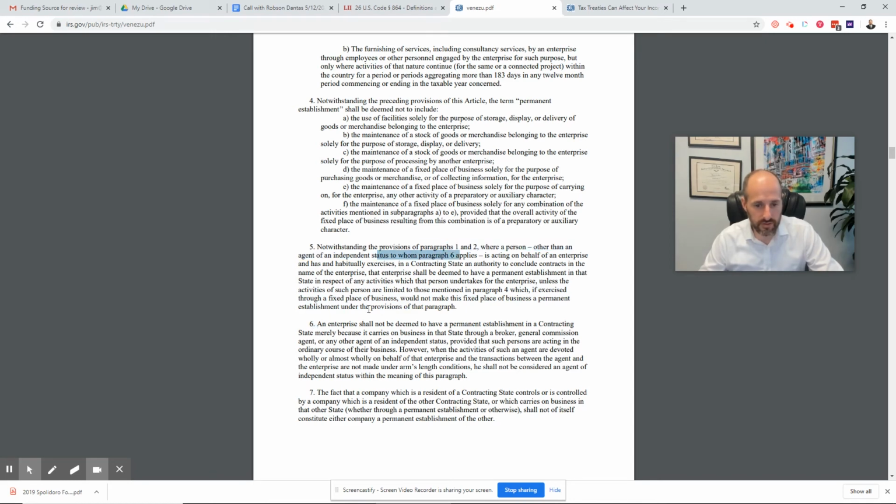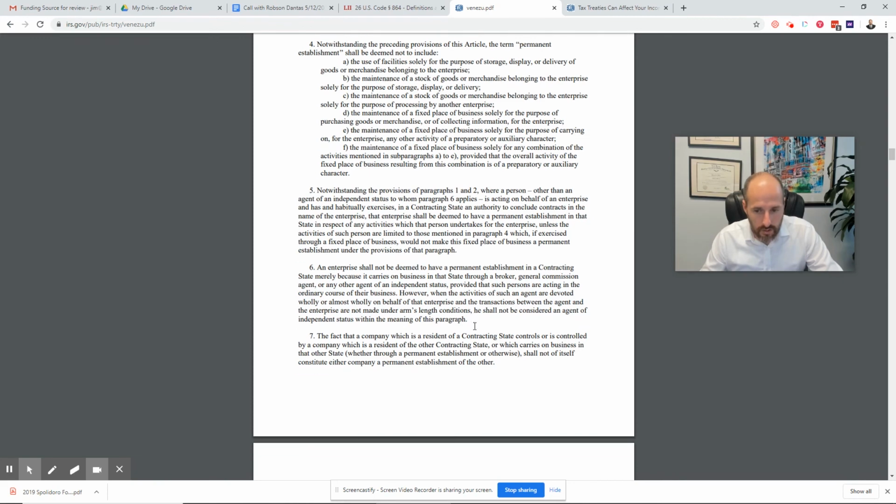Other than an agent to whom paragraph 6 applies. See paragraph 6. An enterprise shall not be deemed to have a permanent establishment in a contracting state merely because it carries on business through a broker, commission agent, or other independent agent, provided that such persons are acting in the ordinary course of their business. However, when the activities of such agent are devoted wholly or almost wholly on behalf of that enterprise, and the transactions between the agent and the enterprise are not made under arm's length conditions, he shall not be considered an independent agent within the meaning of this paragraph, and he would be an actual employee doing business in the United States. So this gives us some more guidance here as to what is an independent agent in the eyes of the IRS for the purposes of the U.S.-Venezuela tax treaty, but it just gives a little bit more, and you can check your own treaty if you have a treaty, and if you don't have a treaty, it's based solely on the tax code and the interpretations of the tax code, and you know how that's done. So let's go to the next point, and that's really it.